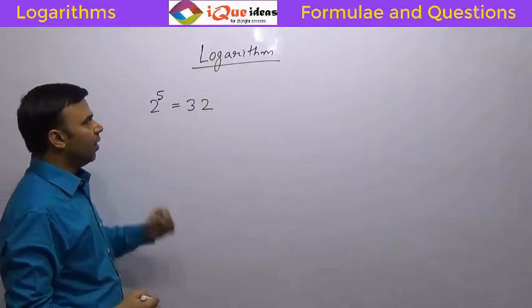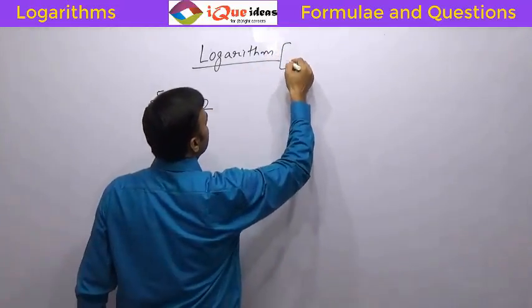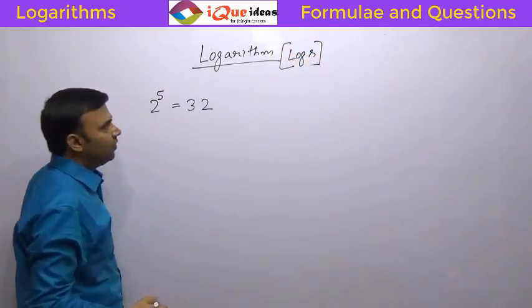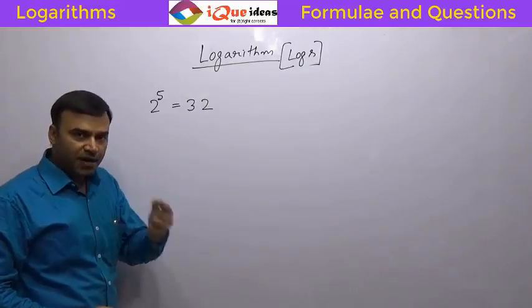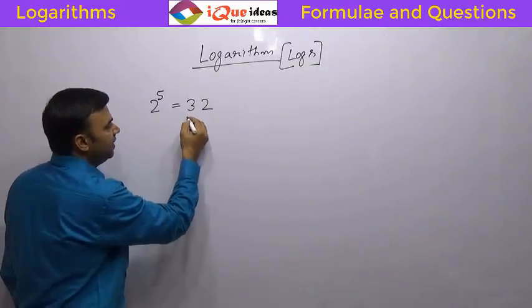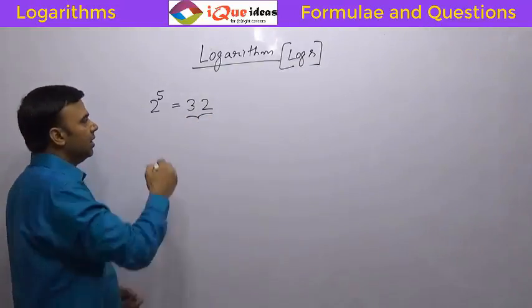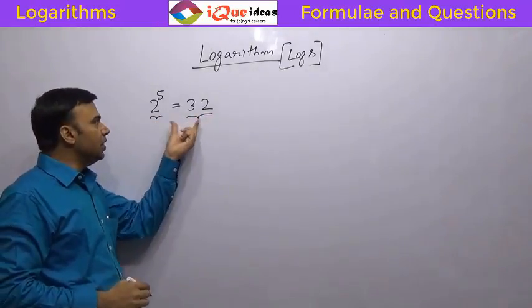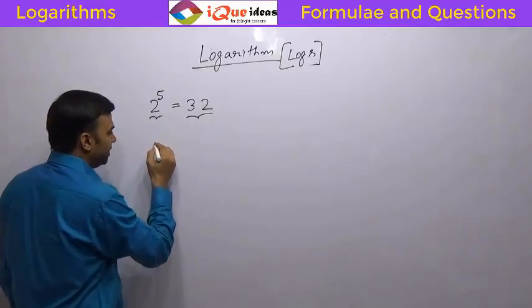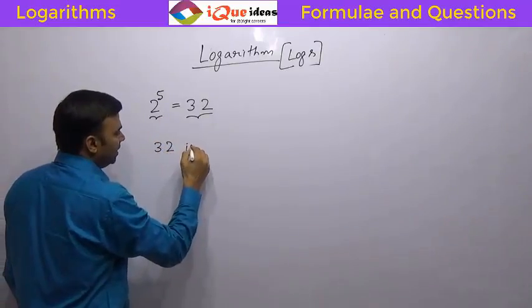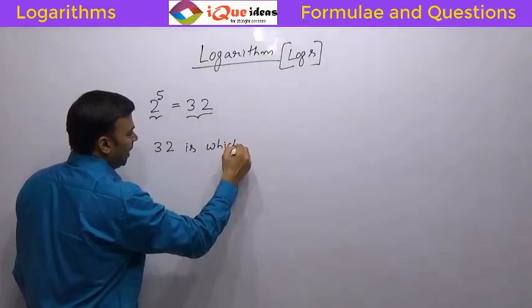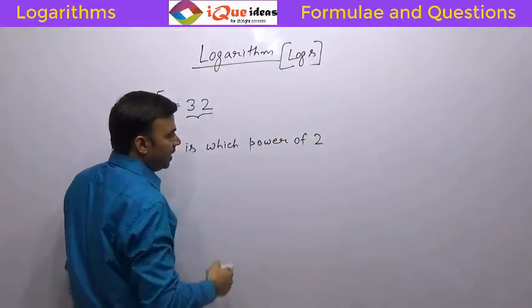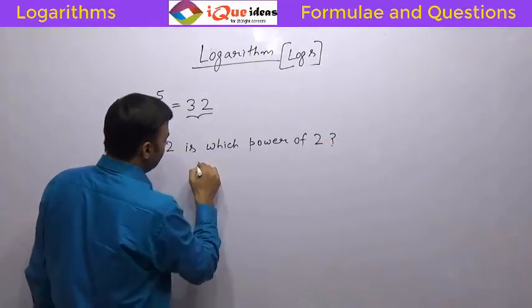Now, what is the meaning of log? In short, this logarithm is called logs. Alright, how do we express it? So log is a function which tells us that a given number is what power of another given number. So in this case, 32 is which power of 2. For this question, the answer is 5.